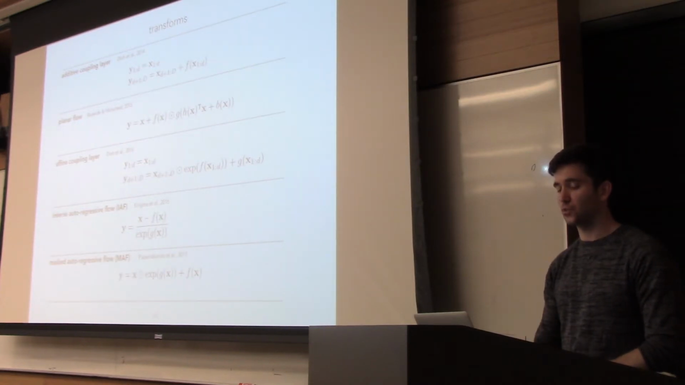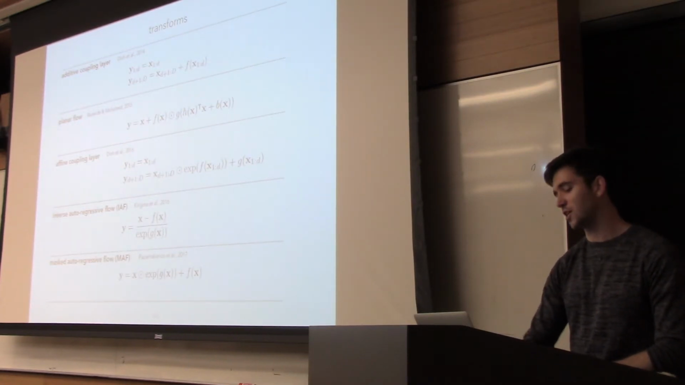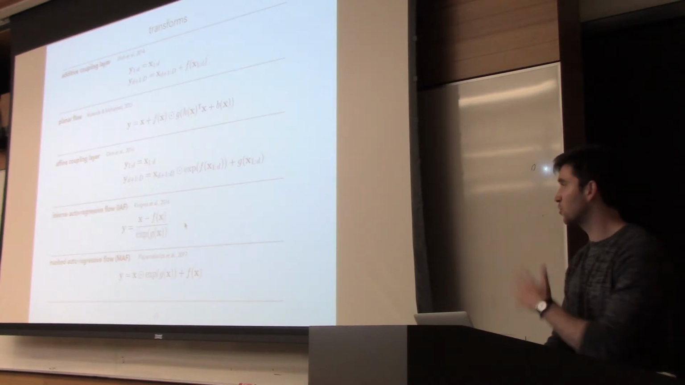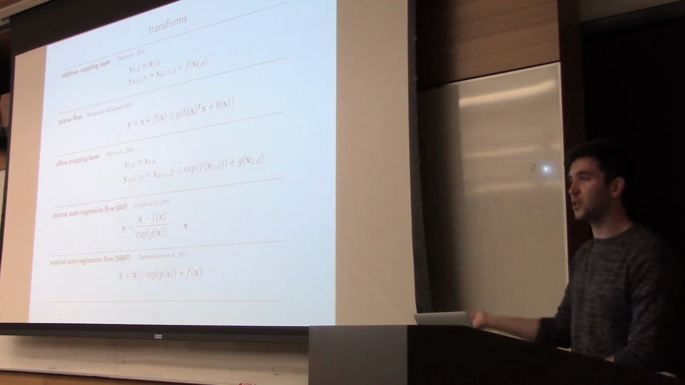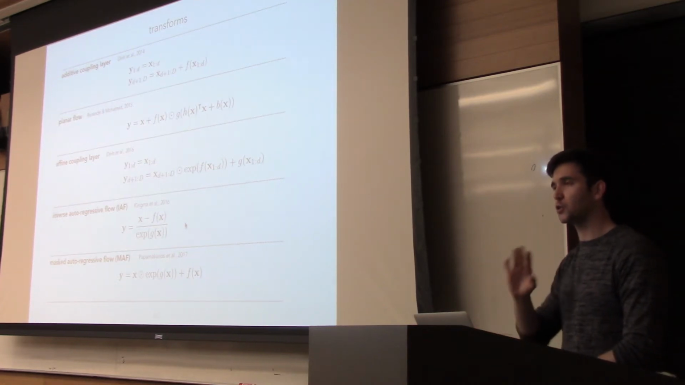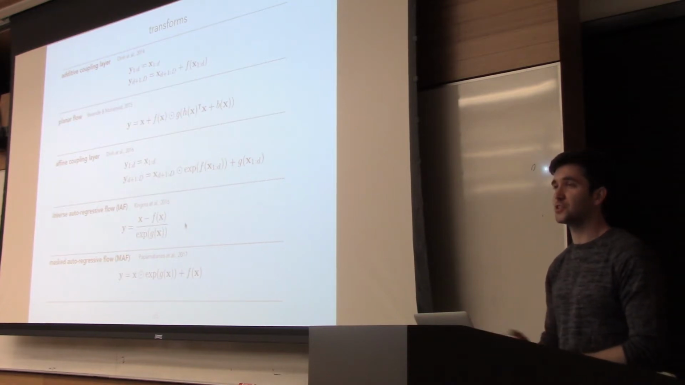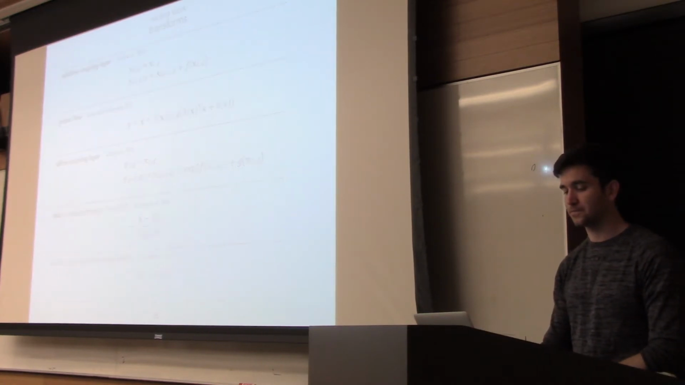And then there's a recent one called masked autoregressive flow, which is just kind of the inverse of inverse autoregressive flow. These are all sets of transforms that have these nice properties of either triangular or diagonal inverse Jacobians, so it makes them very easy to actually model.